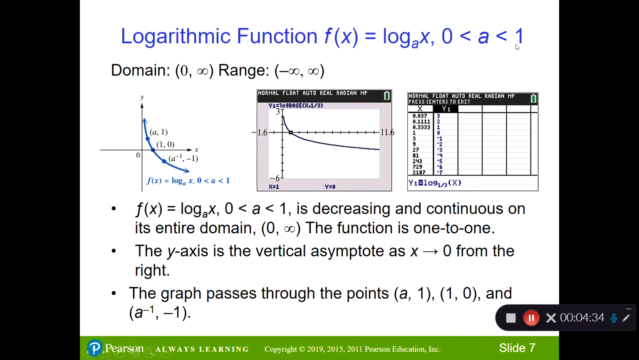If the a is between 0 and 1, then it has this basic shape to it. Domain and range are the same. Vertical asymptote is the same. It'll pass through these basic points. But it is a decreasing and continuous one-to-one function.